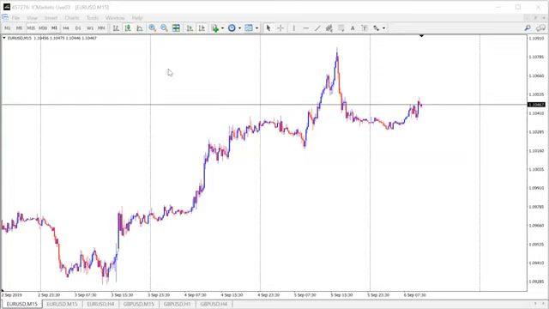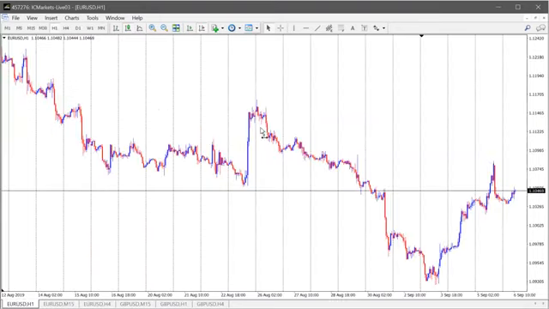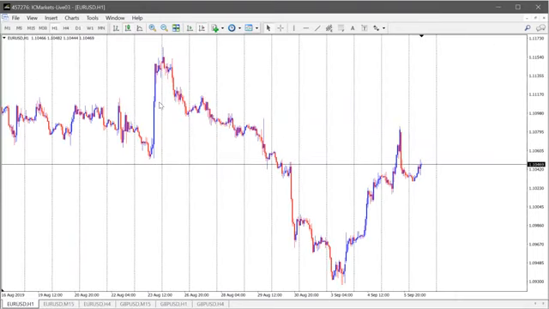For example, now we are going to the 1 hour time frame. Select any chart of your choice, which is EUR/USD for this example. So we'll select our time frame.